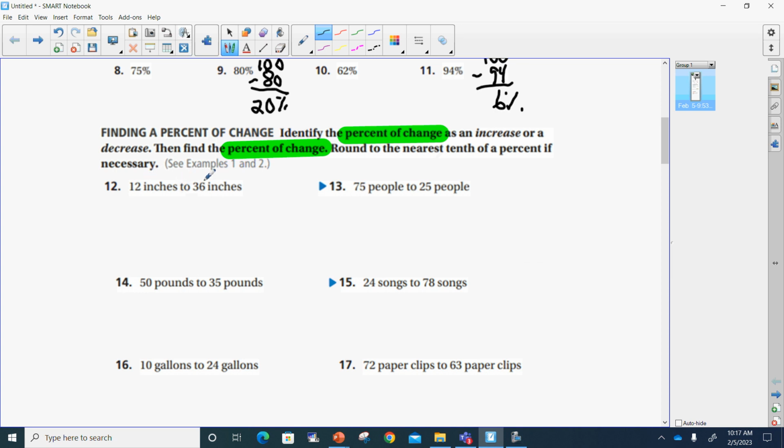12 inches to 36. Well, this obviously is going up, right? So this is going to be an increase. So I can put increase over here. And then by how much? Well, we got 12 to 36. And remember the formula. The formula is big number minus small number divided by the original number. That'll give me the percent that it's increasing. So I'm going to take 36, minus 12, because the big number is 36, small number is 12. And then I'm going to divide it by the original number. It says 12 to 36, so 12 was the original number.